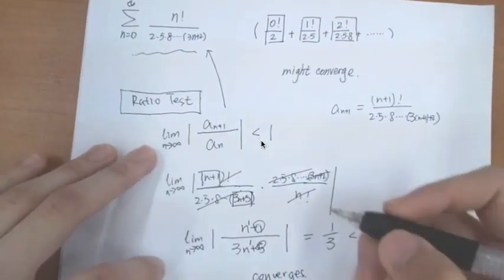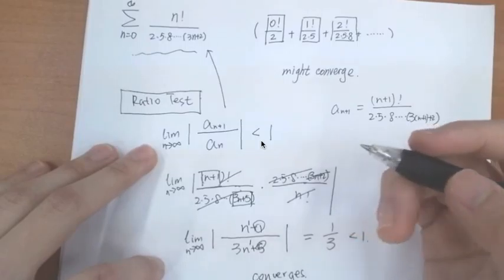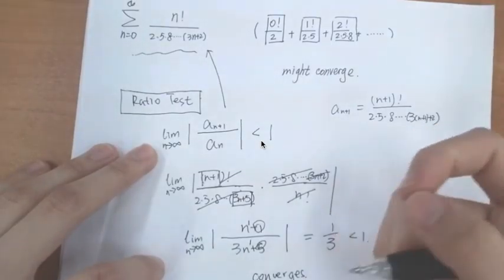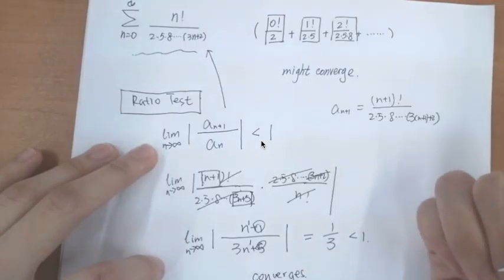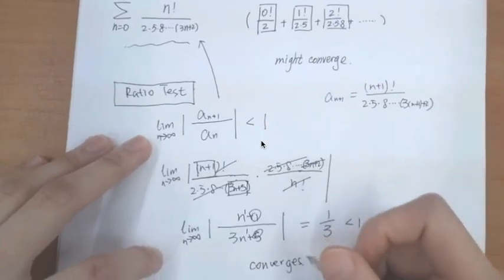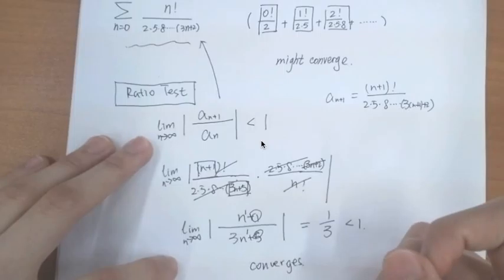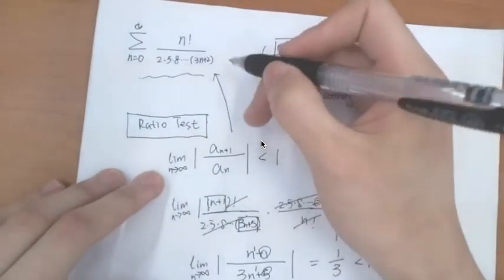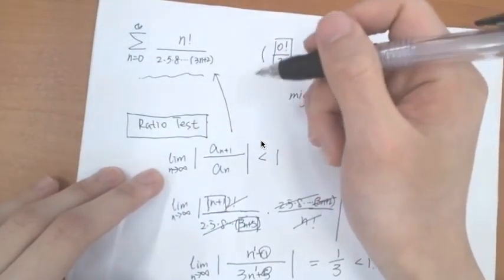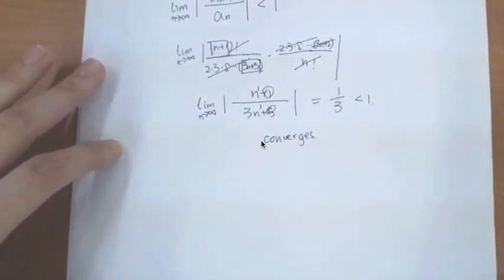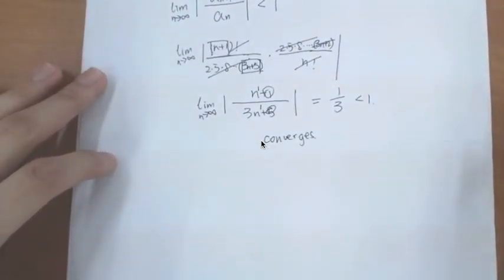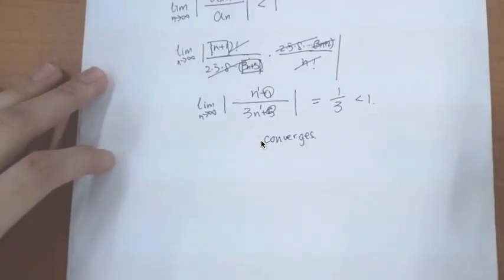And the ratio test not only tells us that the original series converges, but also that it is absolutely convergent. So we conclude that the original series is absolutely convergent. And we'll move to another example using a different type of test.